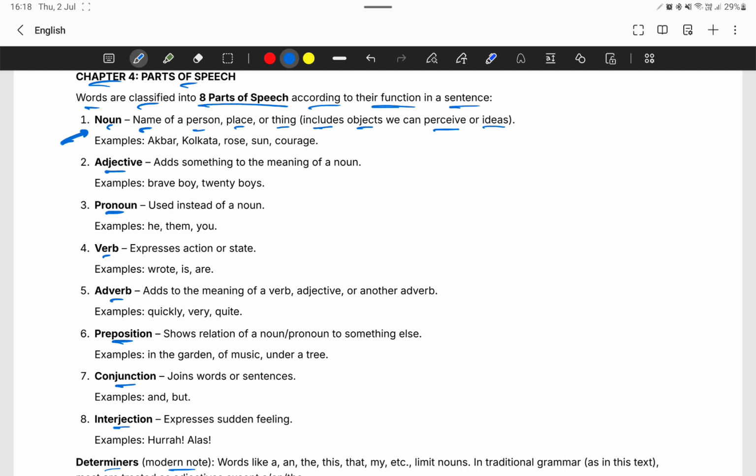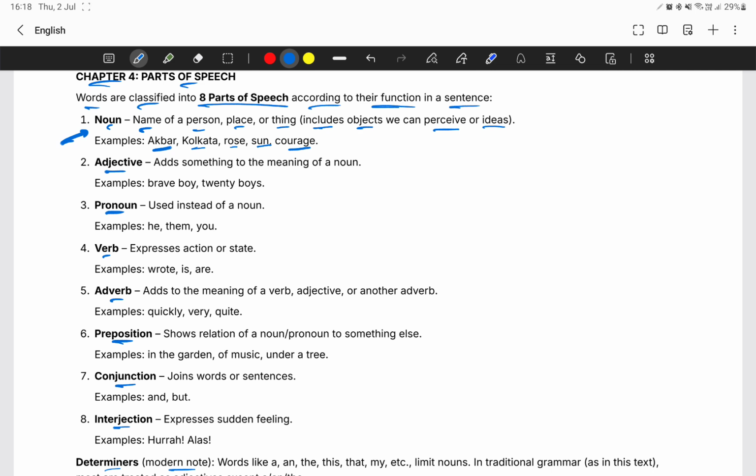Okay, that's it. So name of anything, that's noun. Example, Akbar is a person. Kolkata, that's a place. Rose, that is a thing, it's a plant, it's a flower. Sun, it's also a thing, it's a star. Courage, it's an idea. It's not something we can perceive, it's a feeling, an idea, we can say it.